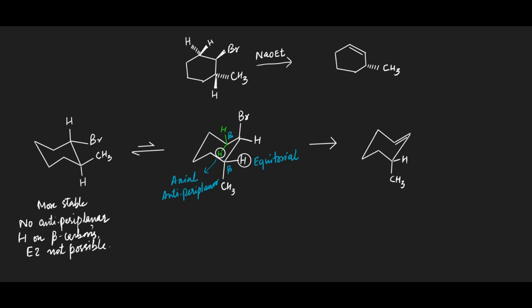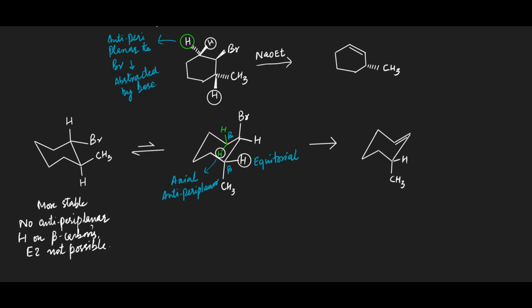Since the bromine is on wedge, the 2 hydrogens shown on wedge are cis to bromine and cannot be eliminated as per the anti-periplanar requirement rule. Thus only this hydrogen on dash is trans and anti-periplanar to bromine, and can be abstracted by base to form this less substituted alkene product.